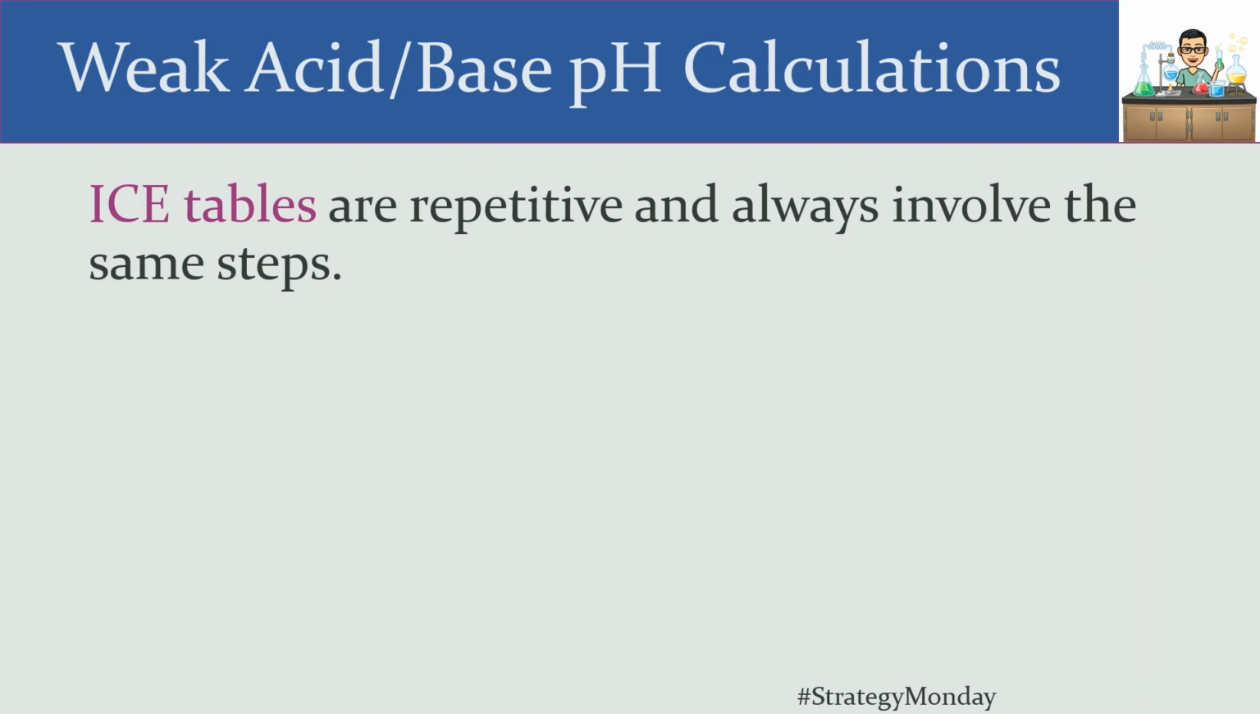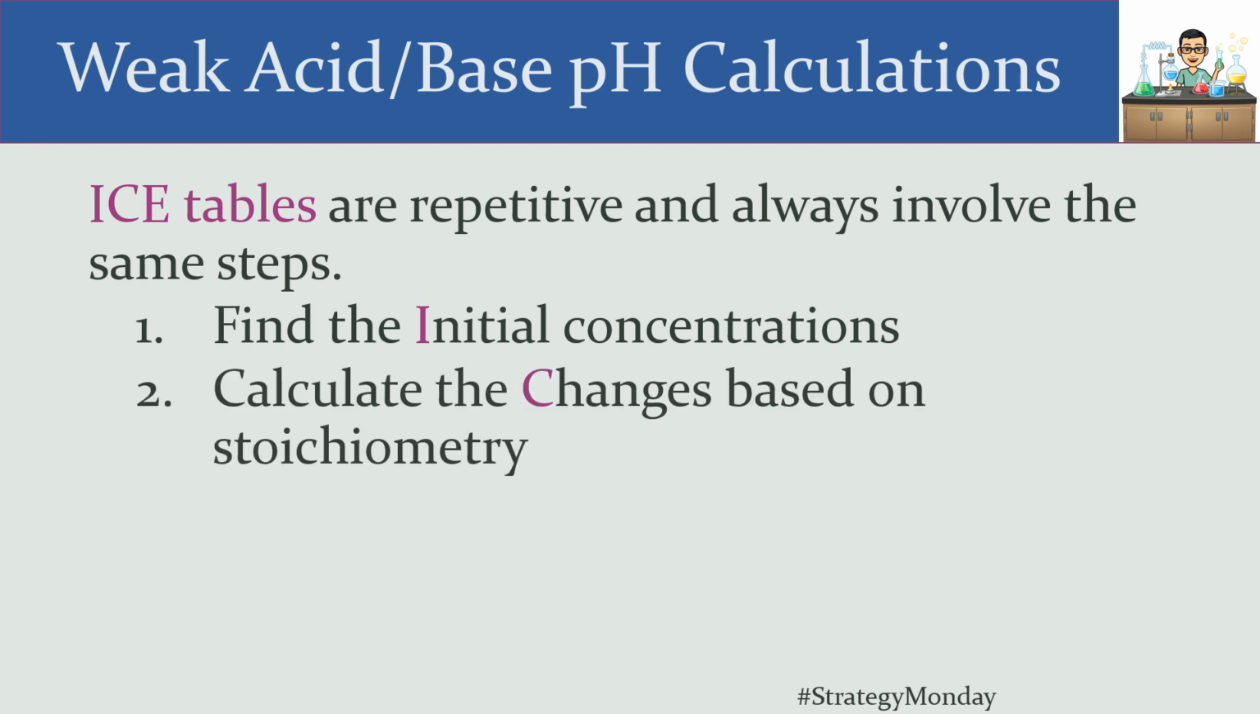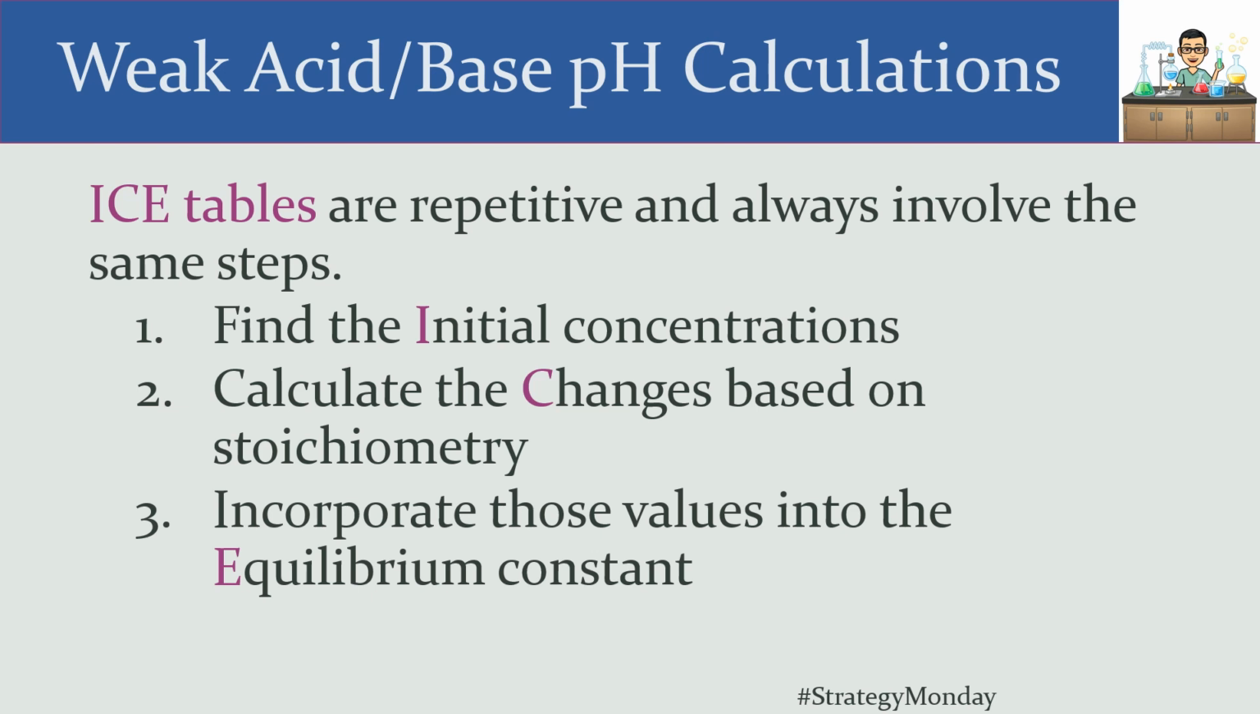If you're familiar with ice tables, you're probably familiar with not liking them so much. That's because ice tables are repetitive and they always involve the same steps. If you're unfamiliar with ice tables, the idea is to chart what's going on. We write down the initial concentrations of our species, so that's the I part. The C part is keeping track of the changes based on the stoichiometry, and the E part is incorporating those values into the equilibrium constant. So when we talk about weak acid and base calculations, that's what we're going to put down, an ice table.